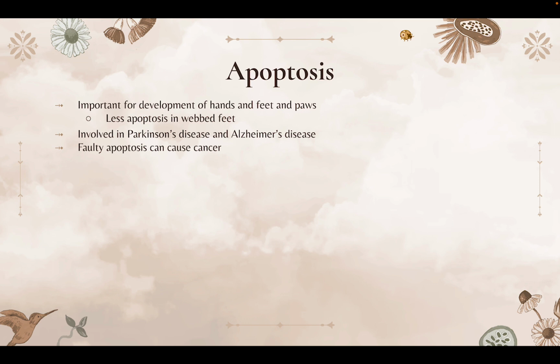And apoptosis is also involved in Parkinson's disease and Alzheimer's disease, faulty apoptosis, right? And faulty apoptosis can also cause cancer because, like we said, the nucleus can send a signal to the cell that there's been really bad DNA damage, and that the cell should commit apoptosis. But if that doesn't happen, that DNA damage can lead to changes that would lead to the creation of cancer cells. So yeah.